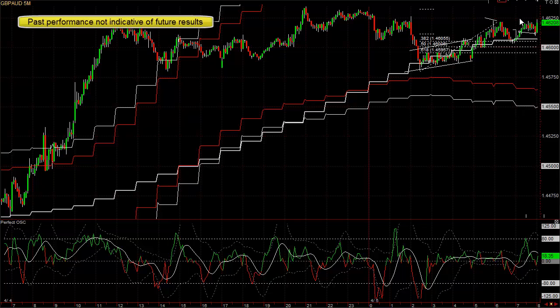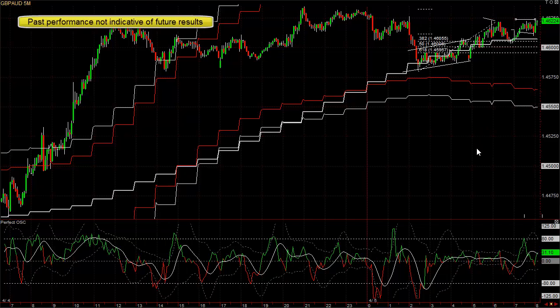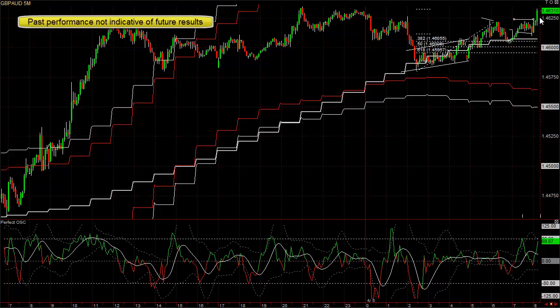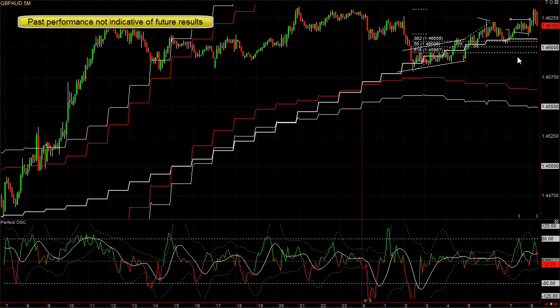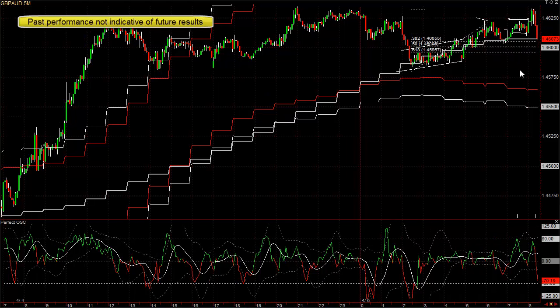Usually, if I get stopped out, I wait for the next bar to go higher. All right, so we're in here again. Very tight stop. Keep it where it is. All right, we got stopped out with another loss.